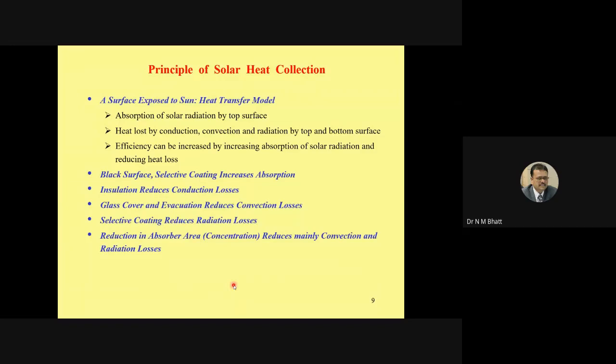If more solar radiation is trapped by the solar collector, the output is more and the efficiency would be higher. How would the output be more? Let's say X amount of radiation is falling, Y is the useful heat gain and Z is the loss. Then obviously X is equal to Y plus Z, and efficiency is equal to Y divided by X.